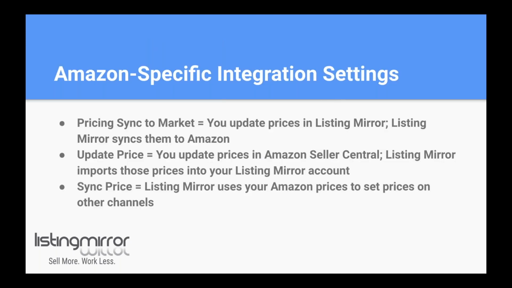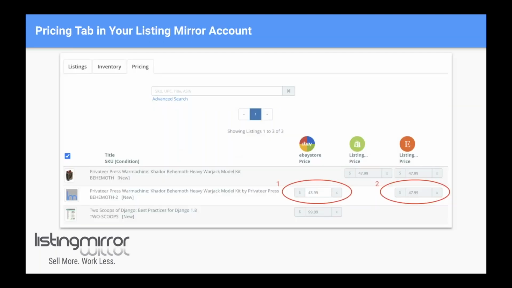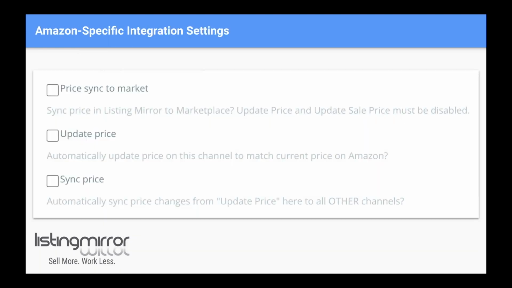Let's go through the differences between those, because the terms can be very similar, but they do mean different things. The first one, price sync to market. This says you want to update your pricing in Listing Mirror, and you want Listing Mirror to sync that price out to Amazon on your behalf. So much like we were just looking at the pricing page, actually we'll go back to it. If you had an Amazon store here, you would be able to edit your Amazon prices here. And then when you press save, we would sync those prices out to Amazon for you. So that is what price sync to market implies.